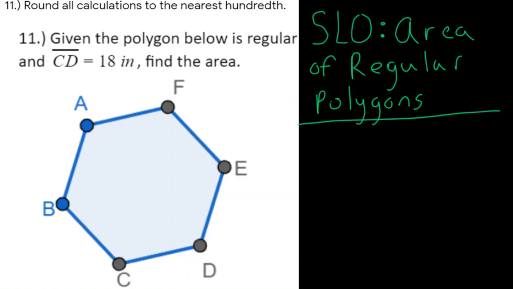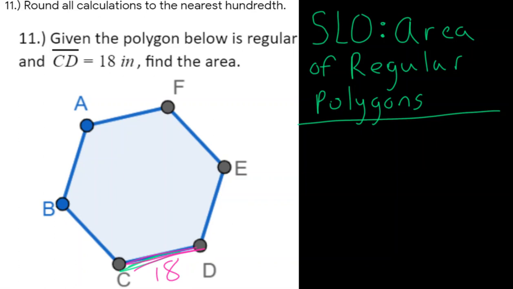Alright, and welcome to our third and final section. And here we're going to focus on using trigonometry in the area of regular polygons. So for number one, it says given the polygon below is regular and CD is 18. Okay, so let's go ahead and label that. CD is 18. And we want to find the area.